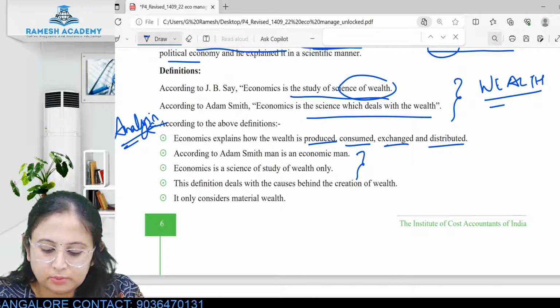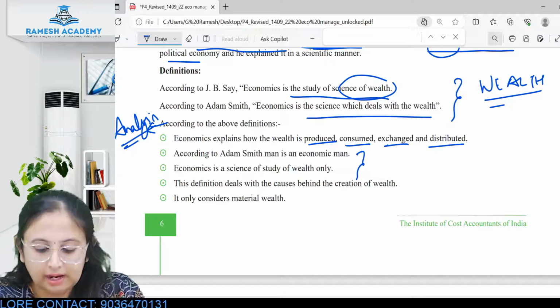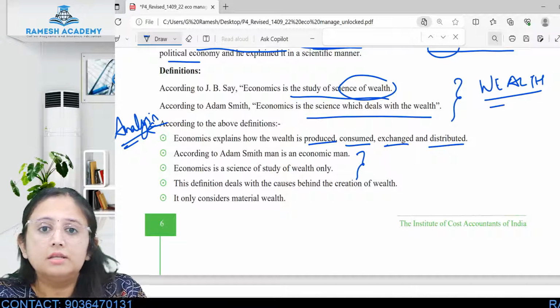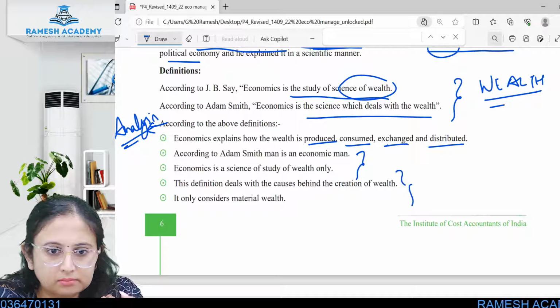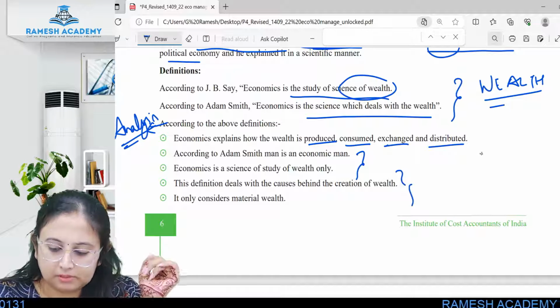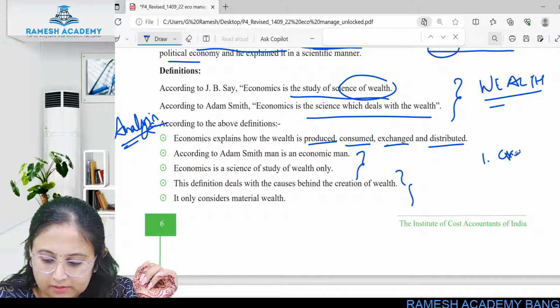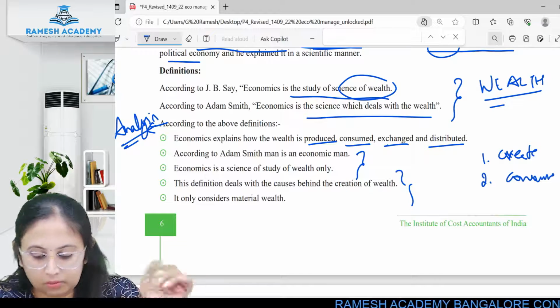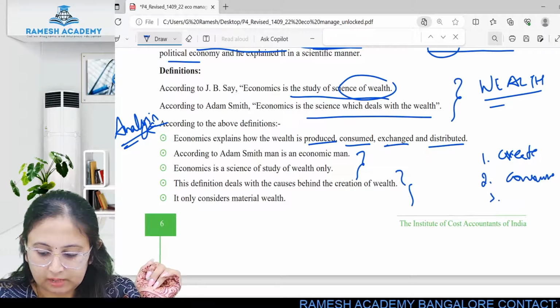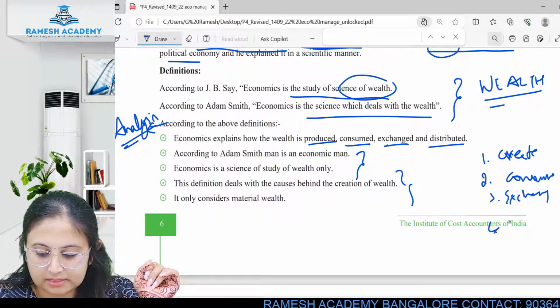This definition deals with the causes behind the creation of wealth, and it only considers material wealth. He is not considering anything else. He says how to create wealth, then how to consume. You created, so you have to consume. Then again exchange, then you distribute.